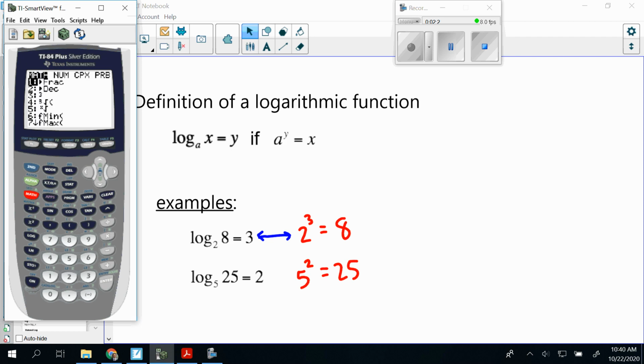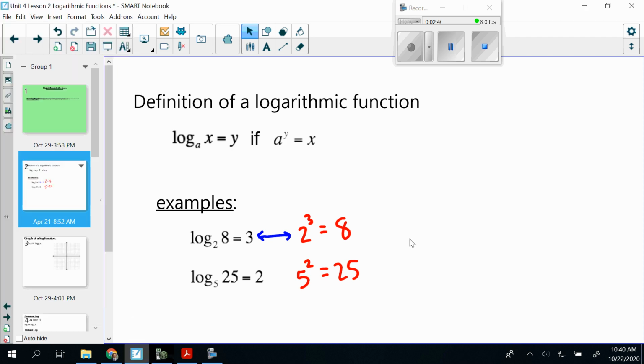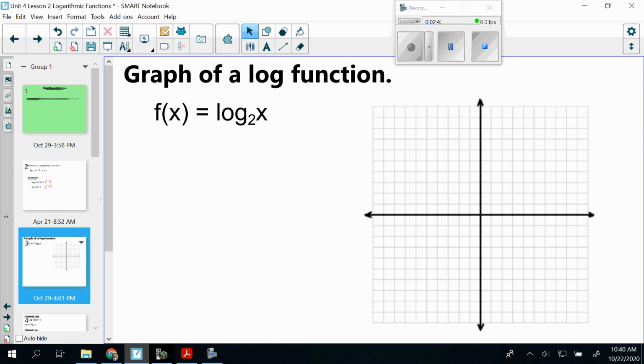If you hit math and go to the bottom here, there's this log function that's available, just to show you how that last one works. Log base 5 of 25 does in fact equal 2. So you can see that that is a valid logarithm.